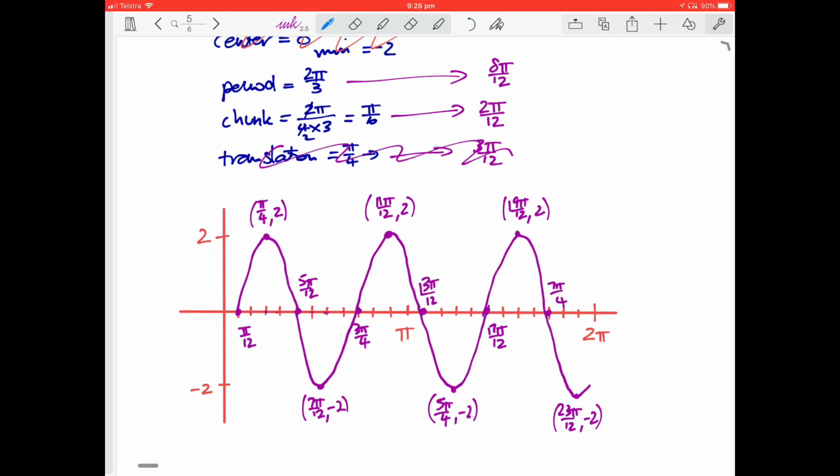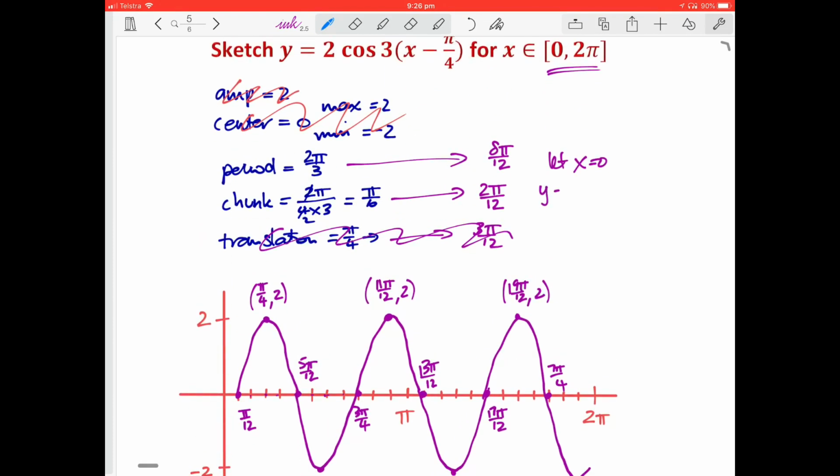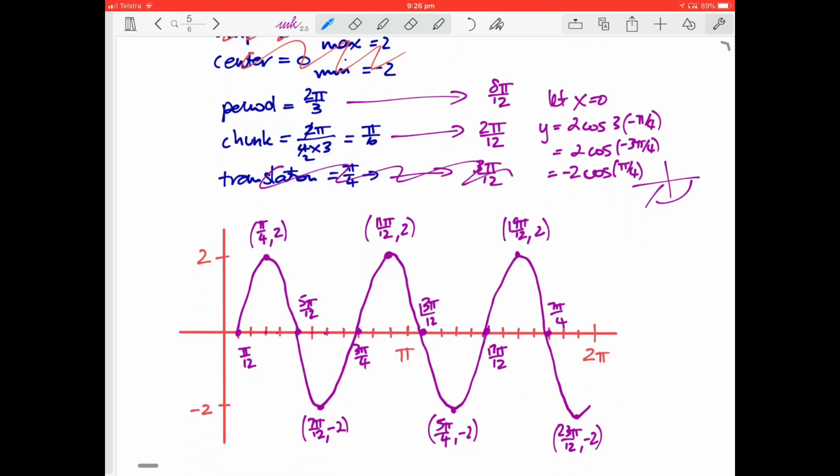Okay, if we let x equal 0, we get y equals 2 cos of 3 times -pi on 4, which is 2 cos of -3 pi on 4. If we sketch that, it goes into the third quadrant where cos is negative. So it's -2 cos of pi on 4. Of course, we know cos of pi on 4 is 1 on root 2 from the special triangle 1, 1, root 2. So it's -2 times root 2 on 2, which is -root 2.